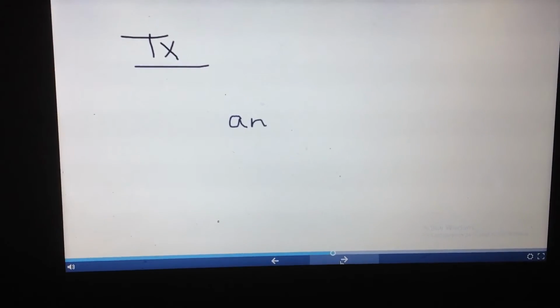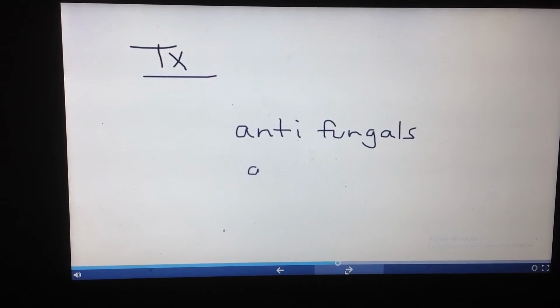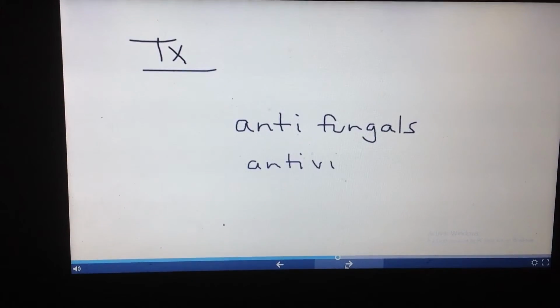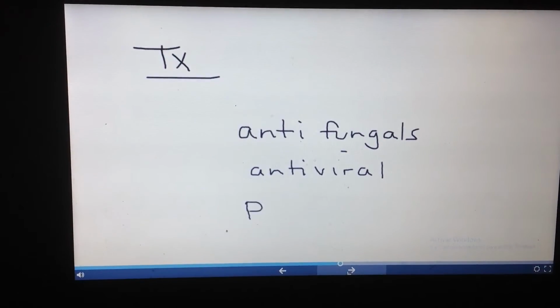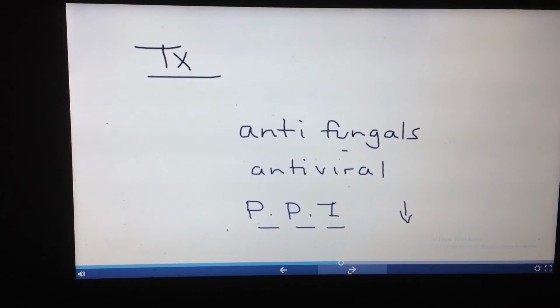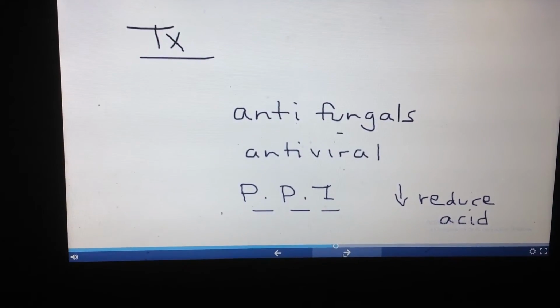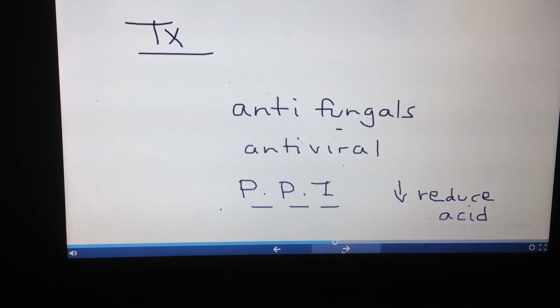Well, the treatment, of course, depends on the etiology. Are you treating a fungus? Are you treating a viral cause? And also, certain medications such as PPIs, proton pump inhibitors, will help reduce the acid that is sometimes the cause of the inflammation.